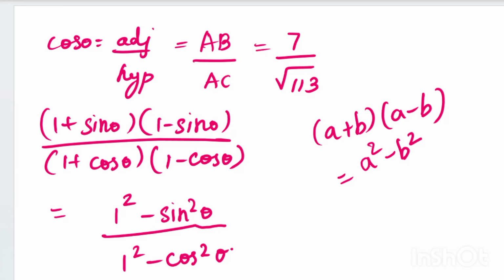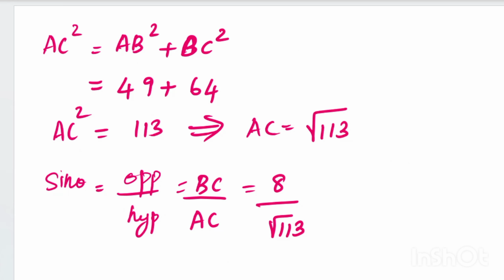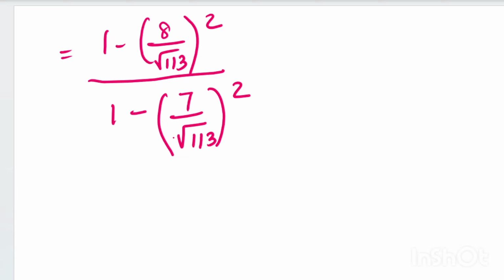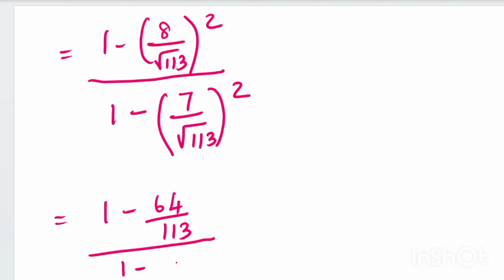So what is sin theta? Sin theta is 8 by root 113, which gives 1 minus (8 by root 113) the whole square. Here we were having sin square theta. So in the denominator, 1 minus cos square theta. What is cos theta? 7 by root of 113. So cos square theta is (7 by root of 113) the whole square, which is equal to 1 minus 64 by 113 divided by 1 minus 49 by 113.